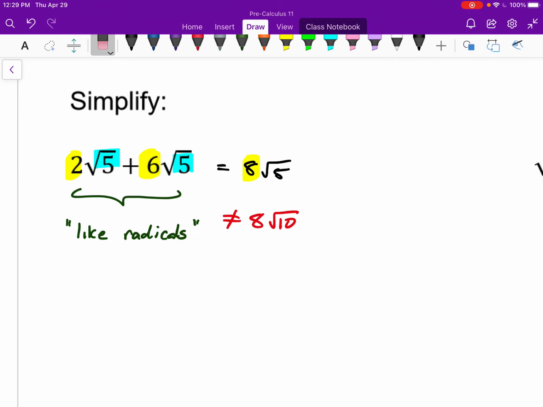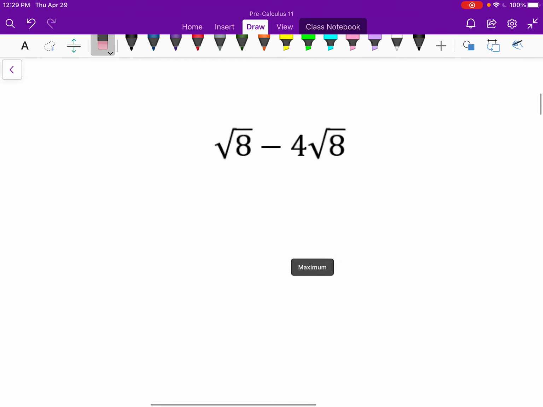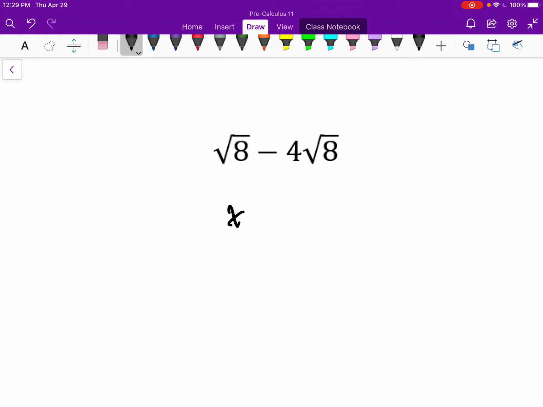That's it. Like I said, really no different than like 2x plus 6x. And so over here, this is really no different than like x minus 4x. X minus 4x is negative 3x, because it's like a positive 1 in front of there. And so in this case, instead of x, I have root 8. And I can, if I want, put a little imaginary 1 there, and I have 1 take away 4. So negative 3 root 8.